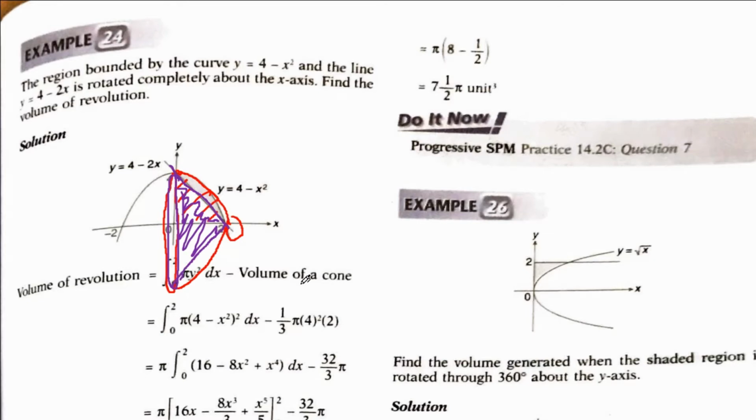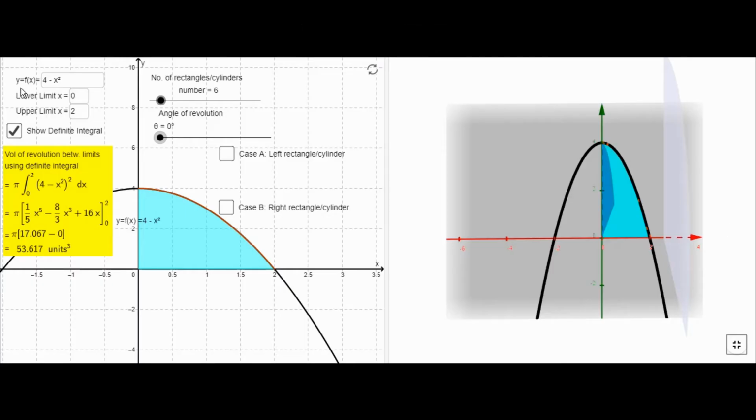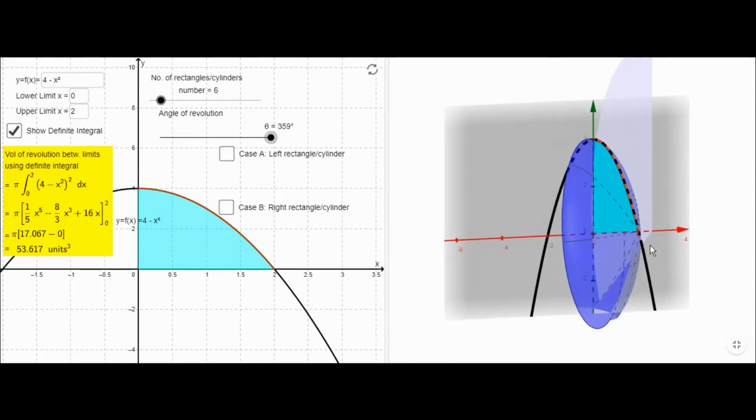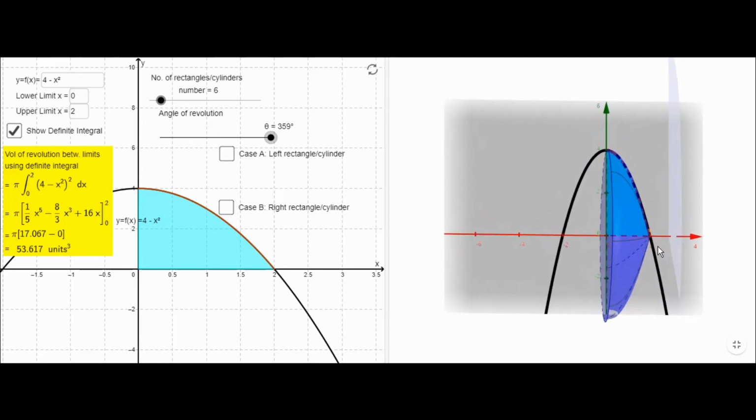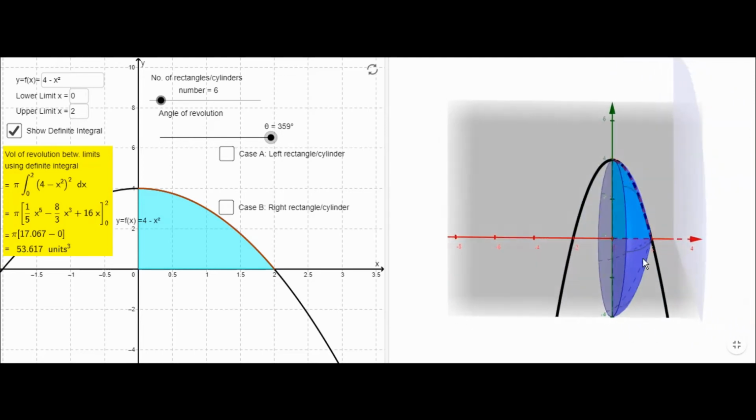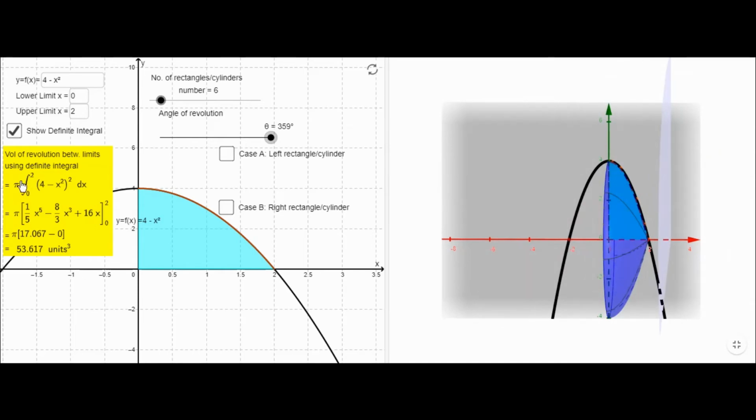Let's look at the 3D diagram. The equation of the curve is y equals 4 minus x squared, from 0 to 2. When I rotate it 360 degrees about the x-axis, I will have a shape that looks like this. The volume of this solid will be the integral from 0 to 2 of pi y squared, where y equals 4 minus x squared, then squared, dx. This is the volume generated by the curve from 0 to 2.